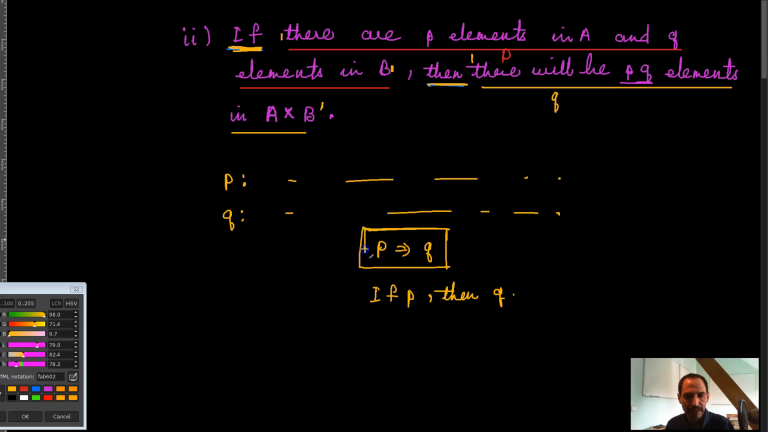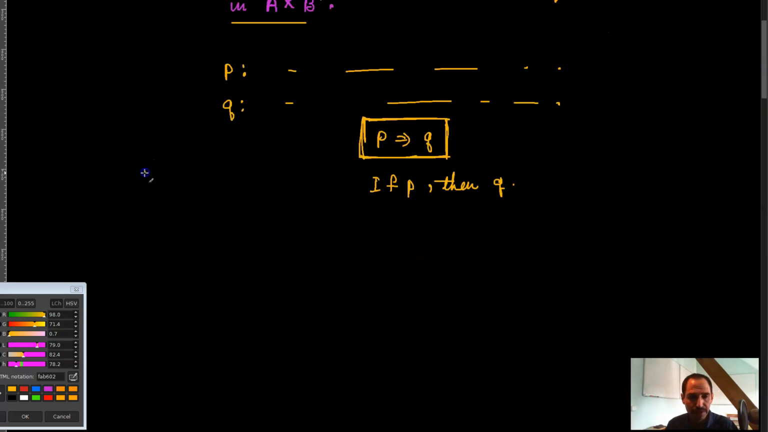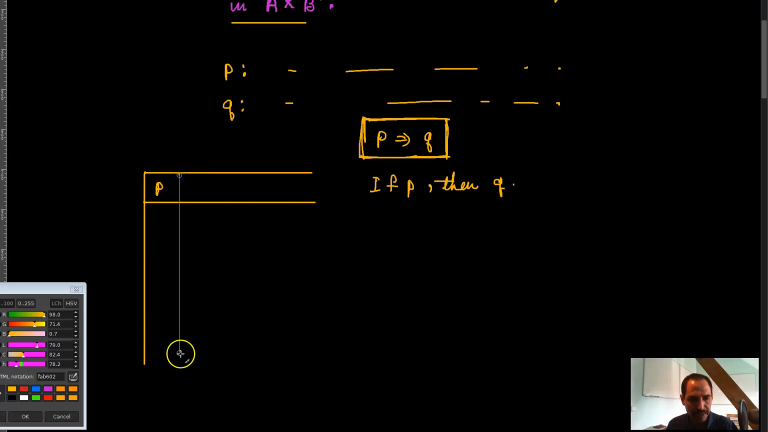In order for this statement to be true, if P is true, then Q has to be true as well. Right? And the truth table for this kind of condition, which is called an implication, is basically: if you have some statement here P and some statement here Q, then P implies Q is going to be true in three cases and only false in one case.